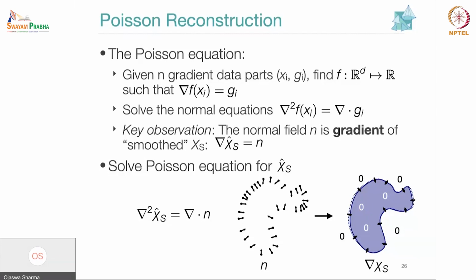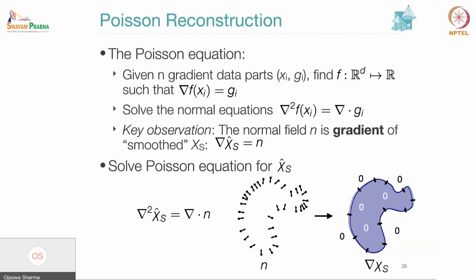So let's call this smoothed version of the indicator function chi hat s, where s is the surface we want to recover. Then instead of solving the equation above, I solve this equation. I want to recover the smoothed version of the indicator function. So gradient of chi s equals n is what I want to solve, and I solve it using the Poisson equation for chi s, right? So grad square chi s is grad dot n, where n is the set of given normals.